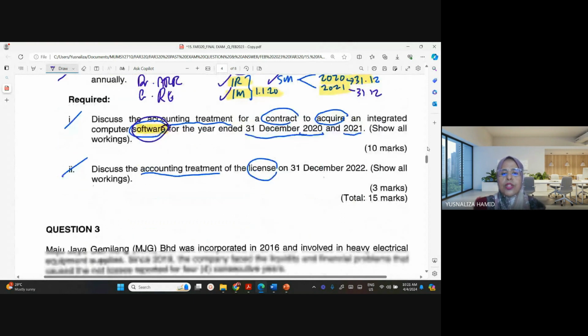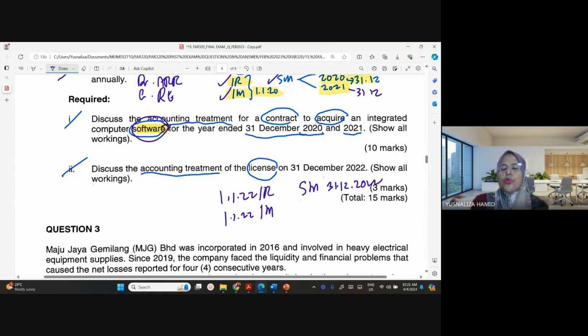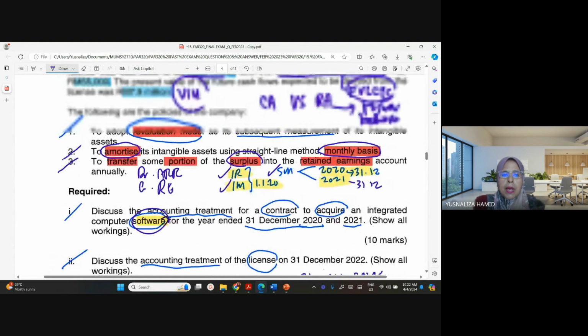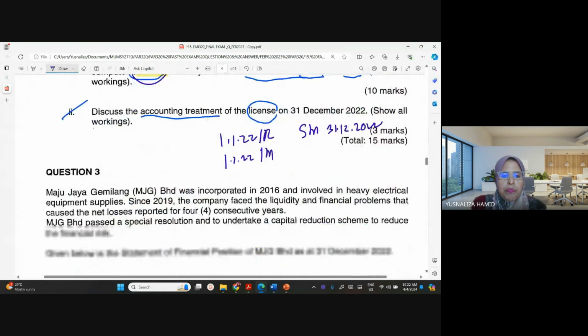The second one, you need to discuss the accounting treatment of the license, starting from initial recognition, initial measurement, and subsequent measurement here only on 31st of December 2022. Initial recognition and initial measurement are on 1st of January 2022. So you should know what you have to discuss, and I have already given a lot of examples. So let's look at what we do.